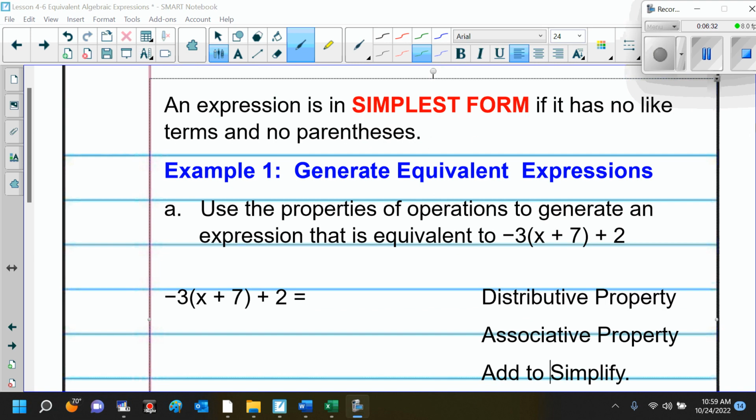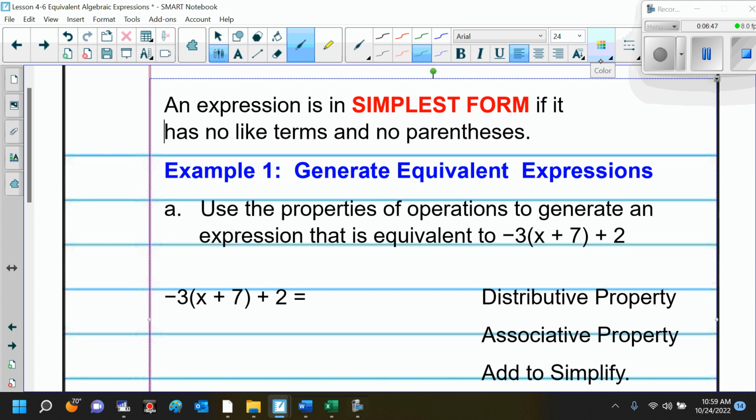Now, please write this expression down. It says an expression is in simplest form if it has no like terms and no parentheses. If it has no like terms and no parentheses.